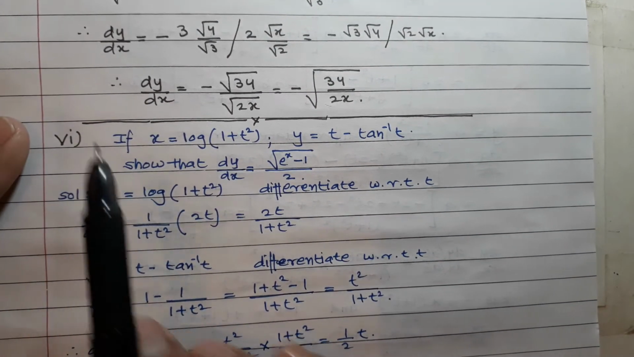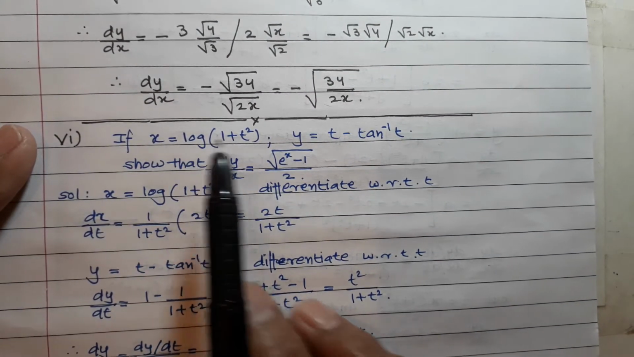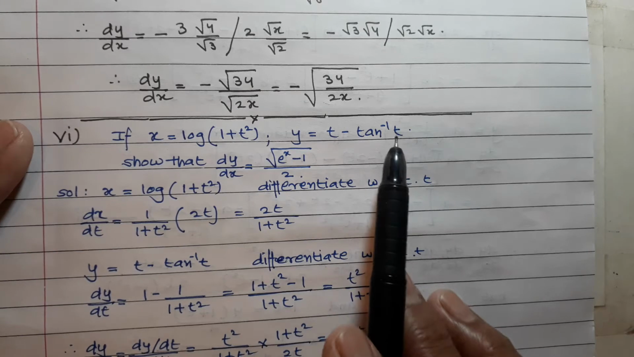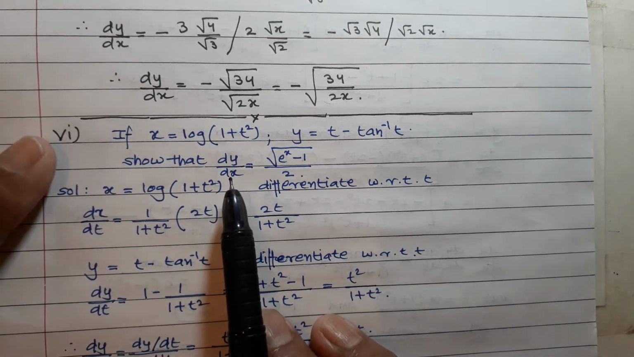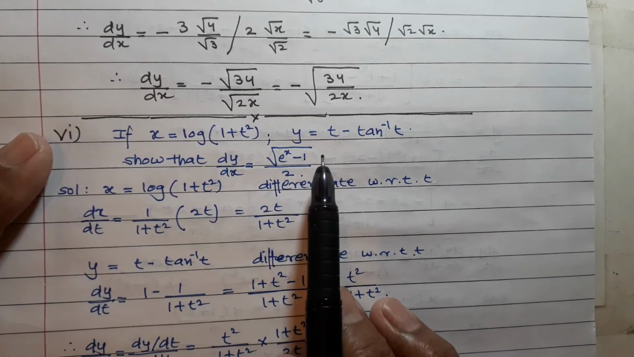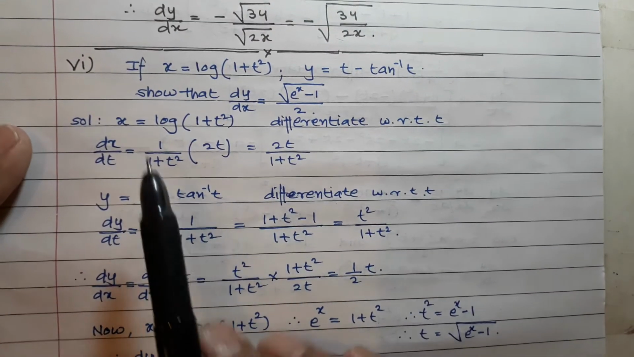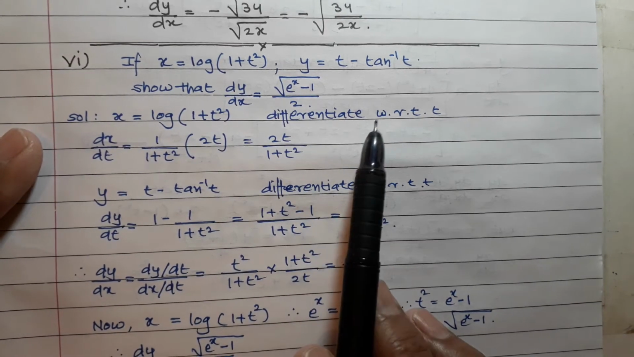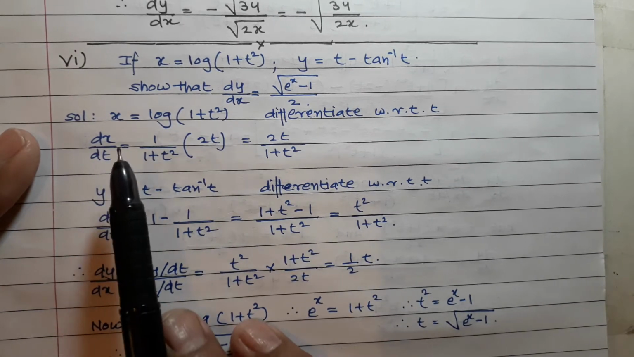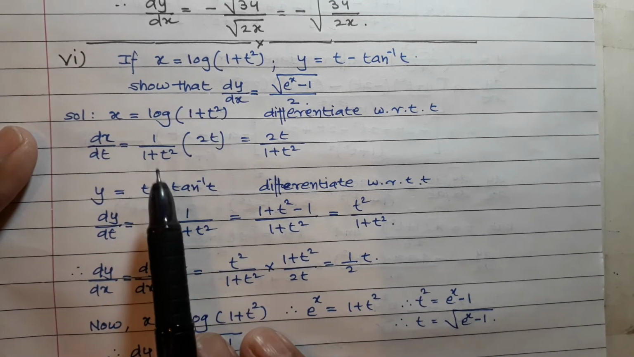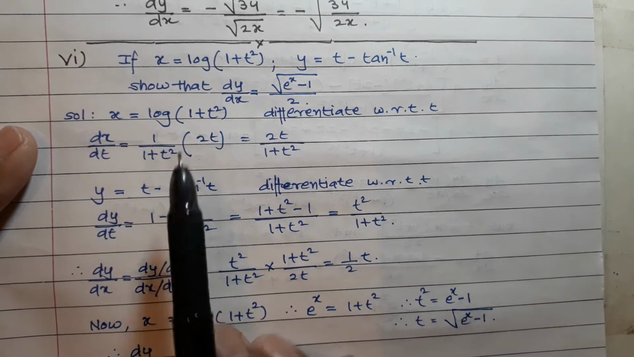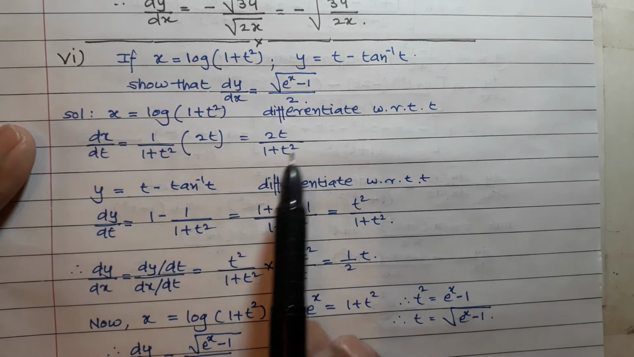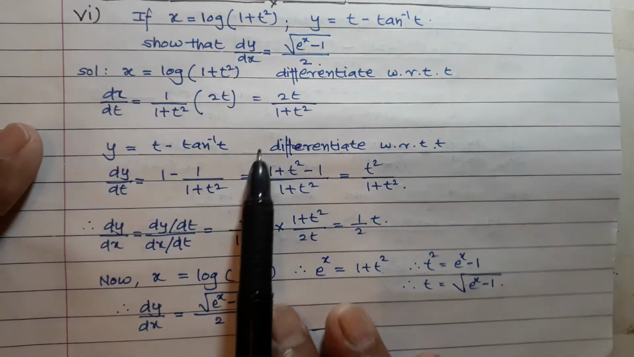Question number 6. If x is equal to log(1+t^2) and y is equal to t minus tan inverse t, then show that dy/dx is equal to root(e^x minus 1) upon 2. Solution: x is equal to log(1+t^2). Differentiate with respect to t. dx/dt is equal to the derivative of log, 1 upon 1+t^2, and the derivative of this is 2t, and hence dx/dt is equal to 2t upon 1+t^2.